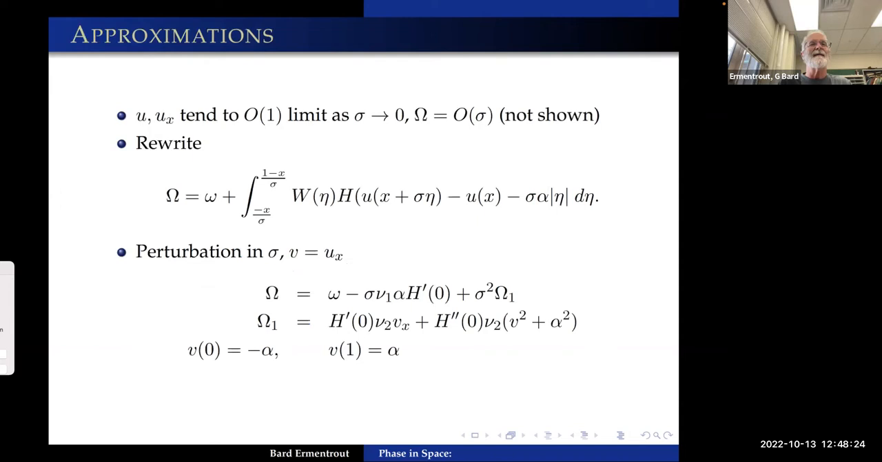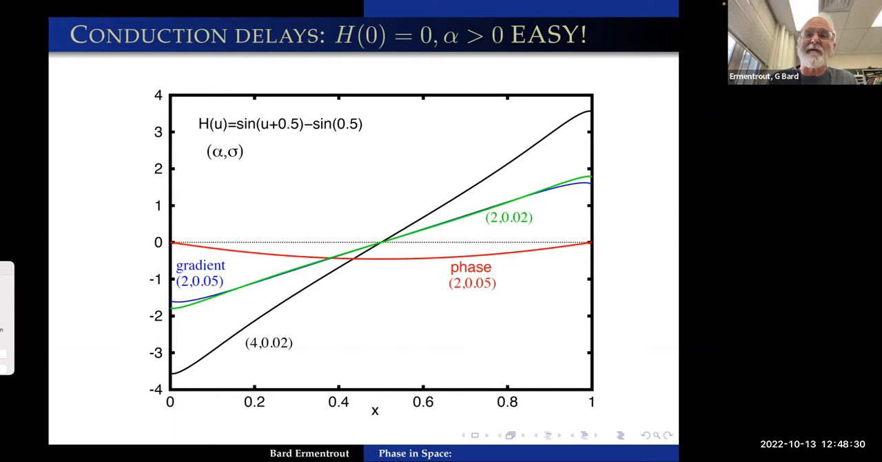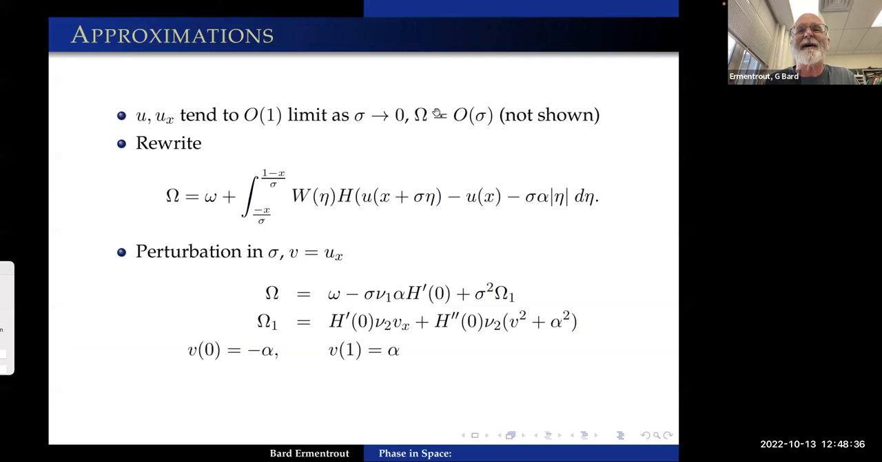So now, let's start with an approximation, okay? In this particular case, when h of zero is zero, u and ux tend to O of one limits as sigma goes to zero, and omega goes to O of sigma. So if I rewrite this, making that ansatz, if I rewrite the integral, just a change of variables in terms of eta, then I can do a perturbation in sigma, all right, for small sigma. And I end up getting a simple ODE that some of you will recognize. Omega 1 is h prime of 0 nu 2 times vx plus h double prime nu 2 v squared plus alpha squared.